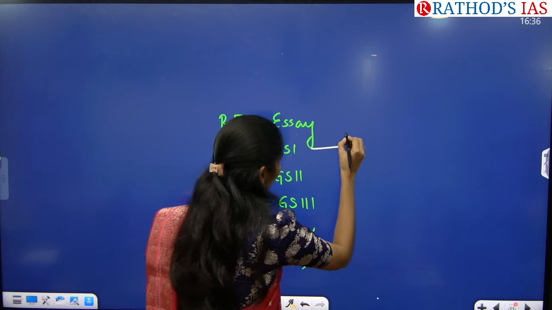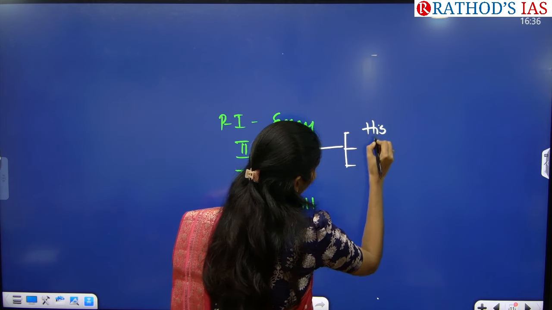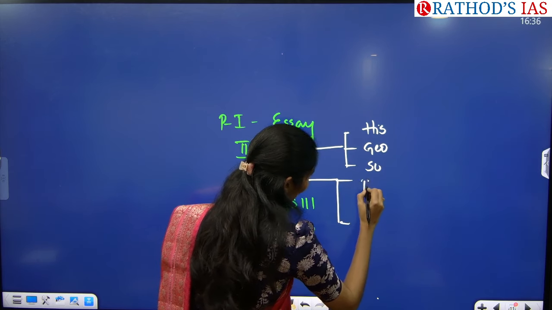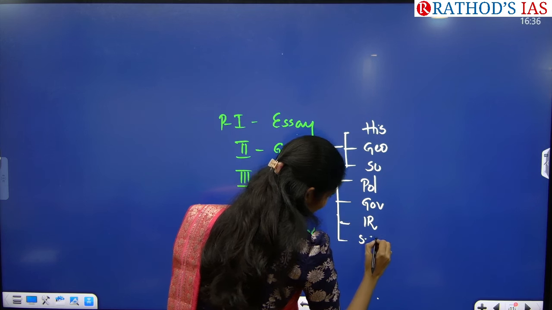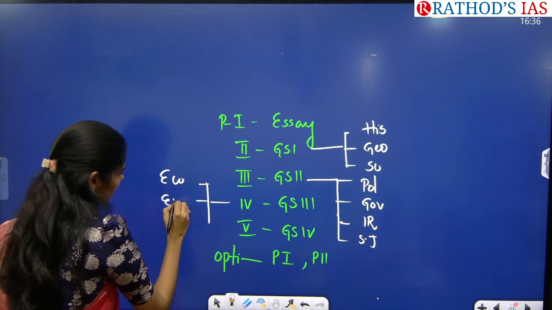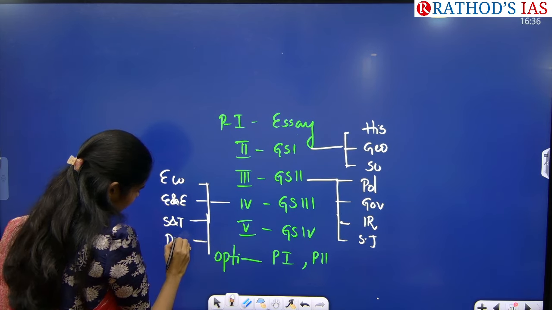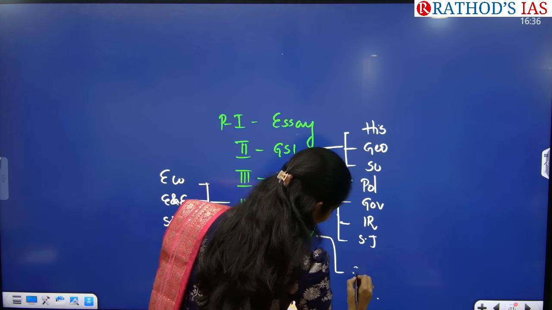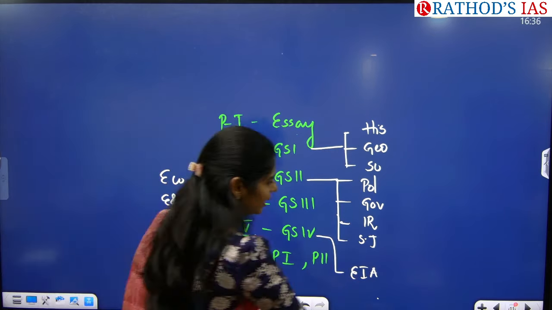Tell me about the subjects of your GS. GS1 has history, geography, society. What about GS paper 2? Polity, governance, IR, social justice. Paper 3 subjects: economy, environment and ecology, science and technology, disaster management, internal security. GS paper 4 is ethics, integrity and aptitude. I will come back to this slide later.